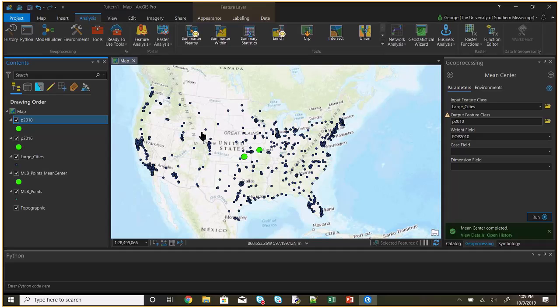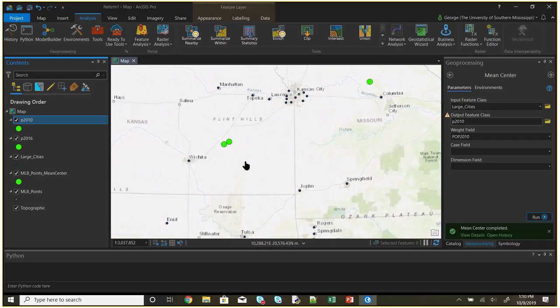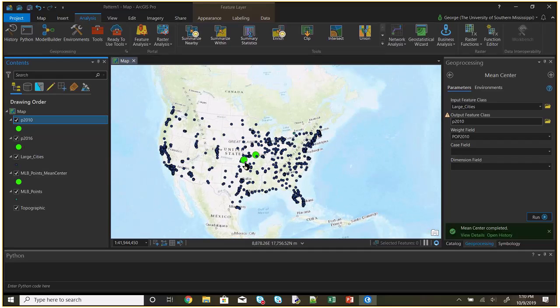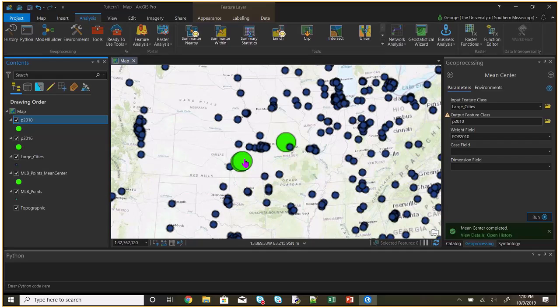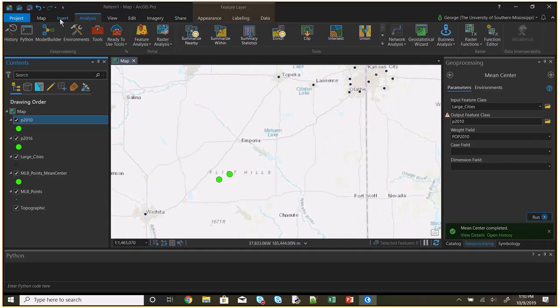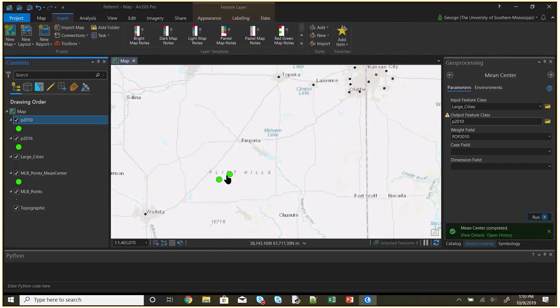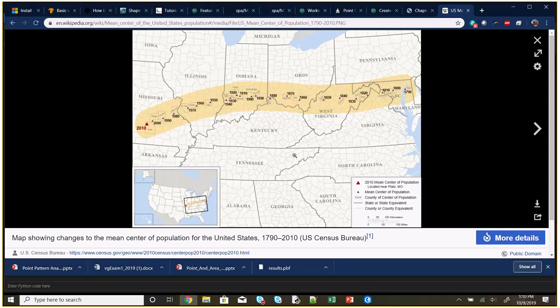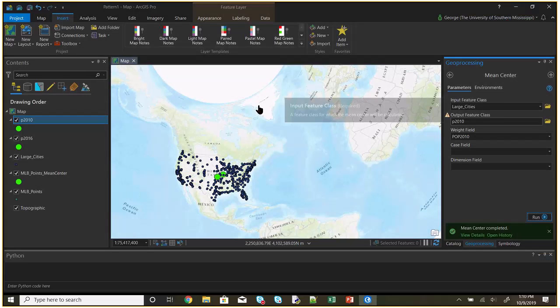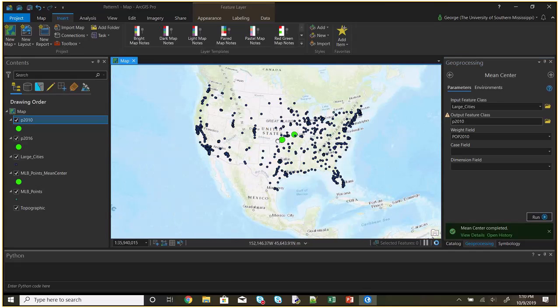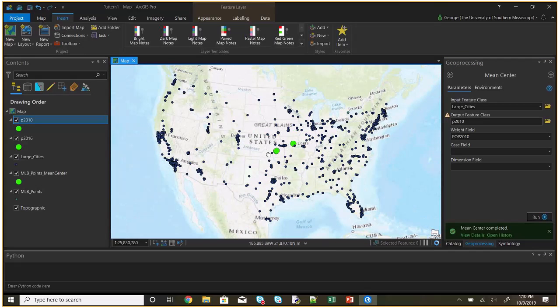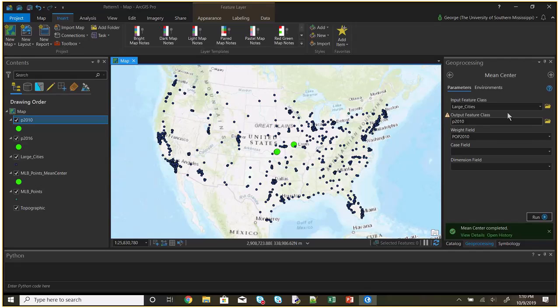We could create another map that just showed population change, but this might be an interesting statistic to report, even if we didn't map it: that the mean center of the United States moved however many feet or meters or miles. So we just made a small version of this map that I was trying to show you. All right, so that's the mean center.